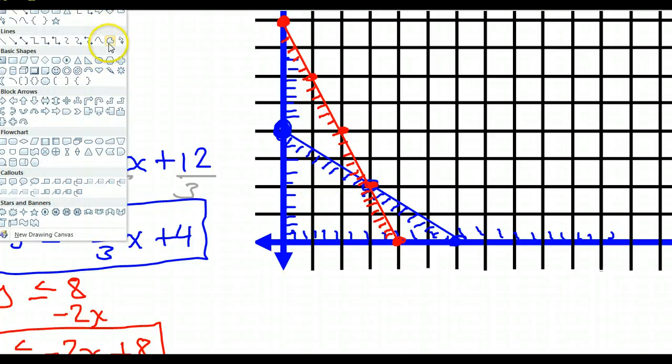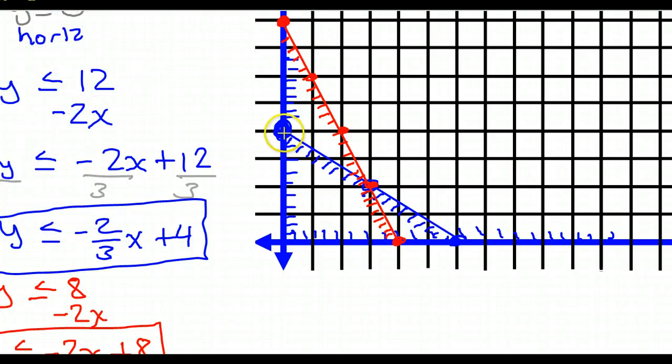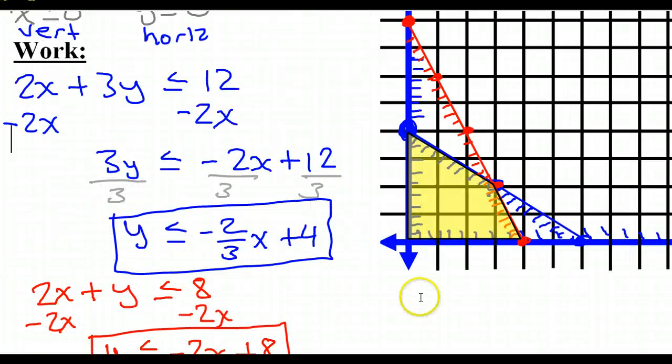And I'm going to use a little polygon to help me. So it's going to be like this, like this, like this. Oh, I missed. Alright, let me redo that. Okay, so here is the feasible region all shaded in. Obviously you would lightly shade that in with your pencil.